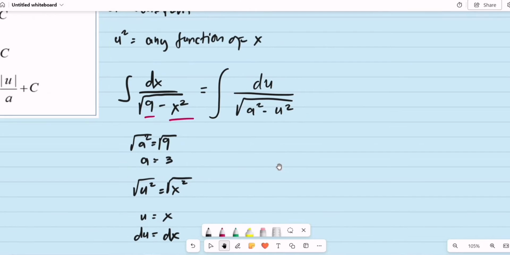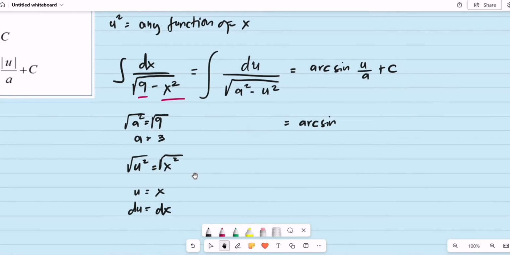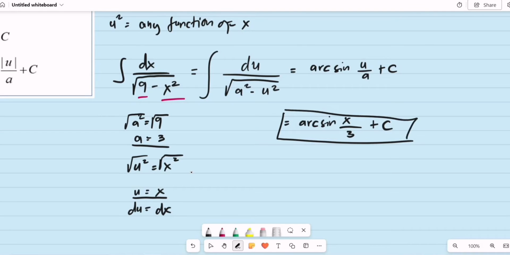Therefore, this is simply equal to the arcsine of u divided by a, plus c. So we are now ready to substitute. That is simply the arcsine of what is our u again. u is simply equal to x, divided by a, and a is equal to 3, plus c. So this will be our answer for our first example.